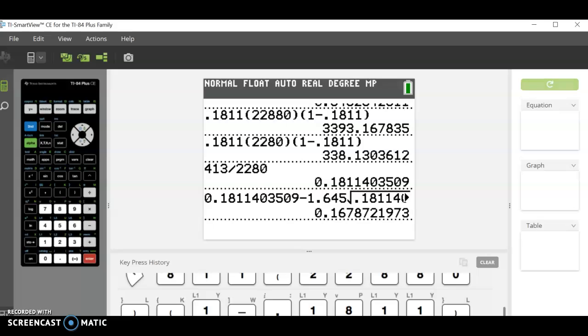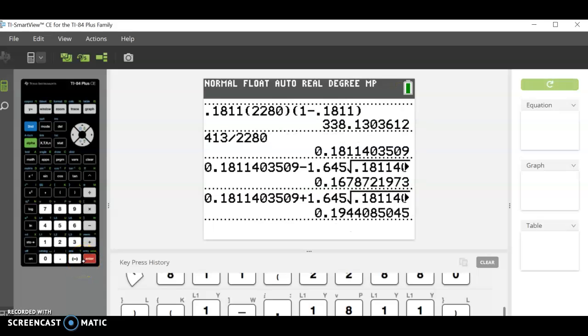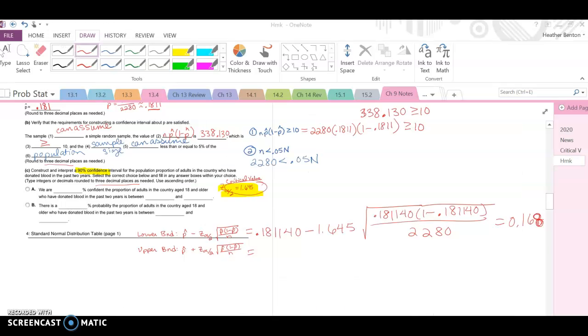Let me show you a cheater's trick here. Do y'all know that you can go up here and just copy and paste this line down here and then just go back and arrow through and just change that minus to a plus without having to re-enter that whole line? That's handy, isn't it? So 0.194 to 3 decimal places.